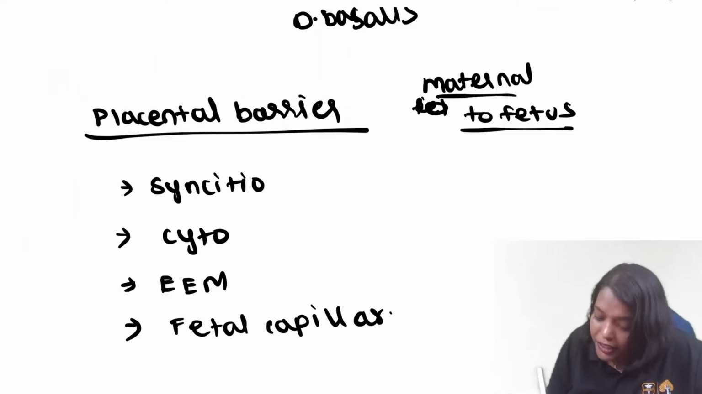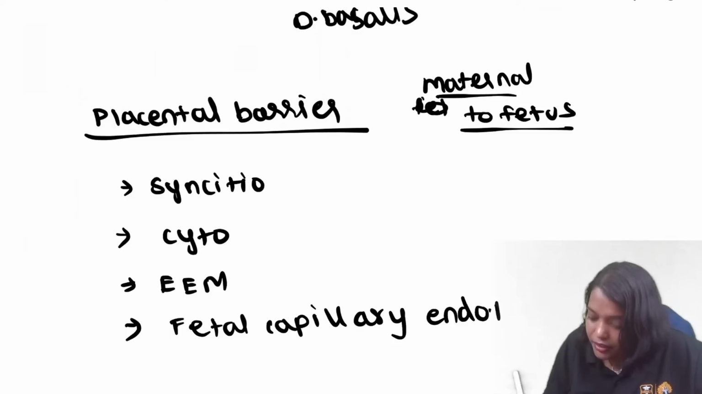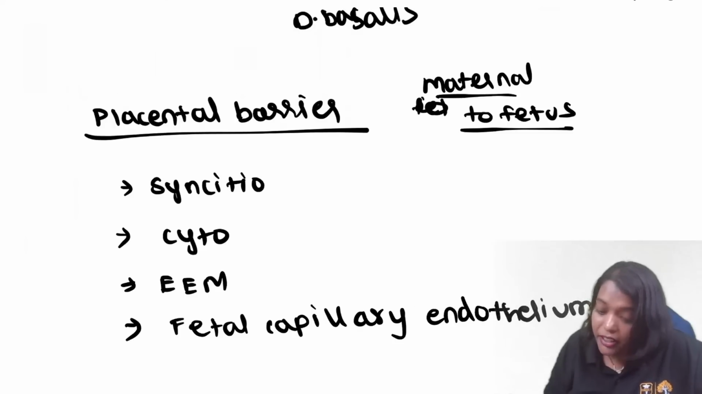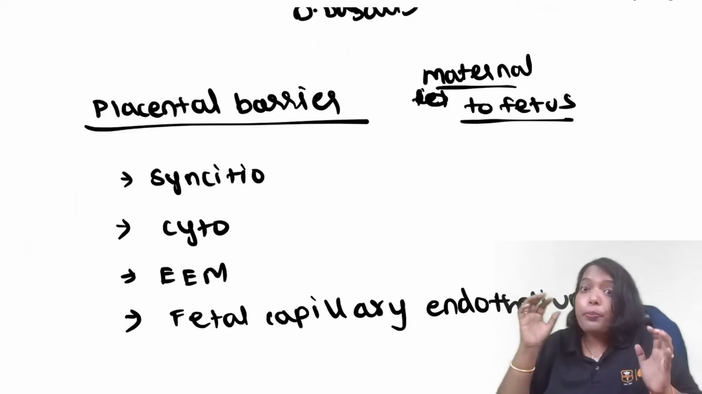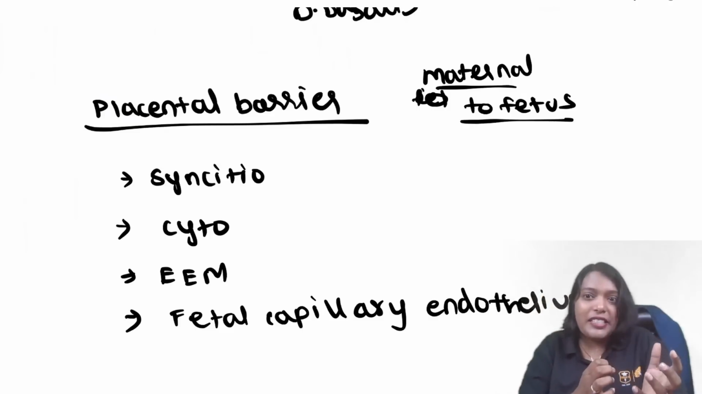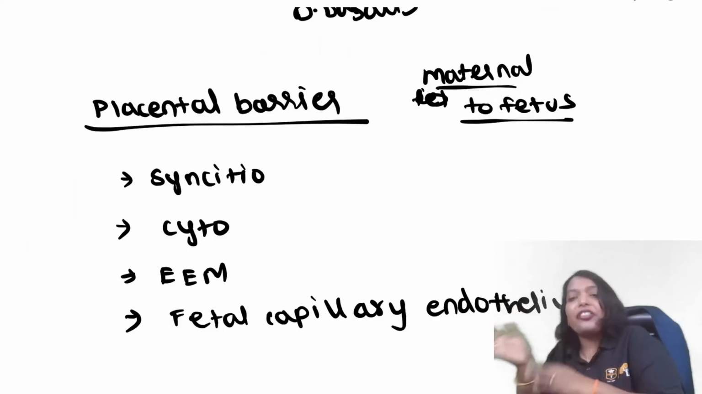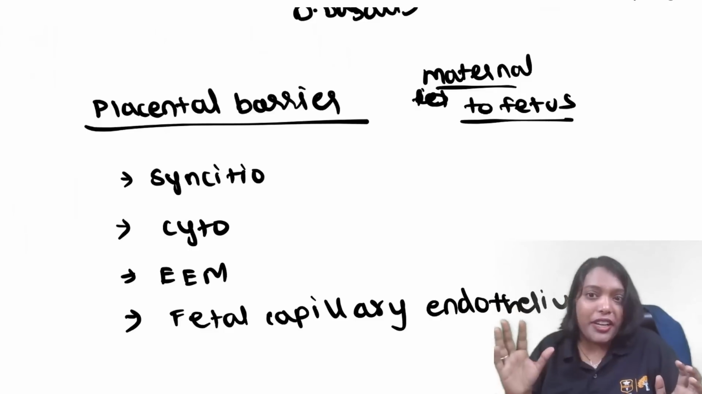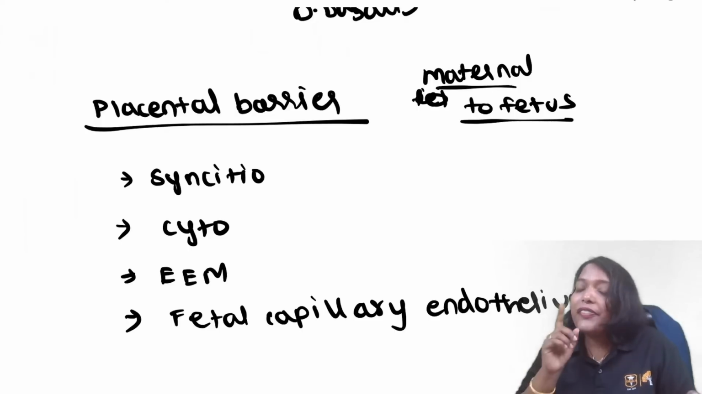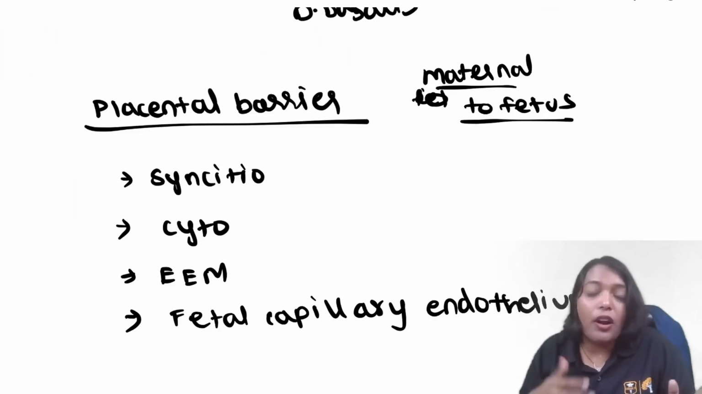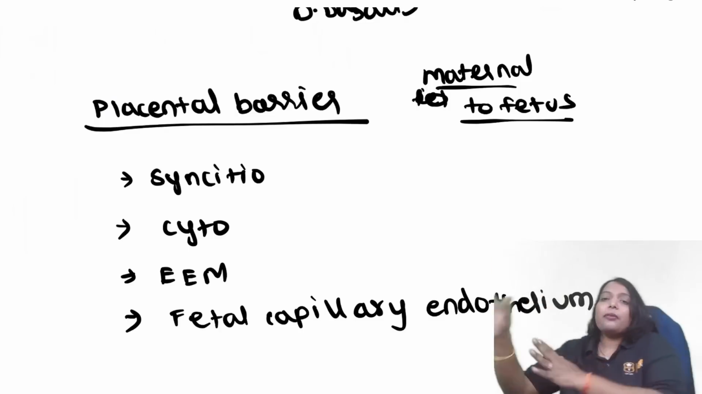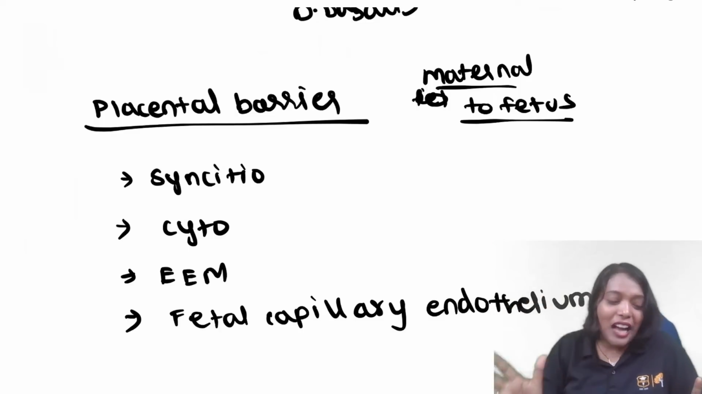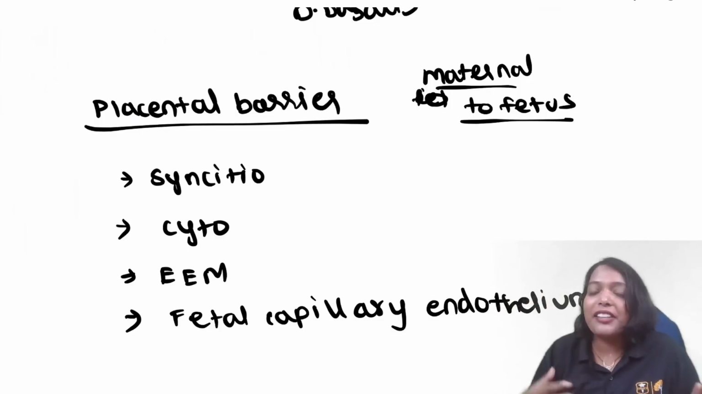So what is the function of this placental barrier? The function is to prevent harmful substances from the mother from going into the fetus, like teratogens and antibodies. Only one antibody can transfer, that is IgG. All the other antibodies are not able to transfer because of this placental barrier. So this is like a raksha kavach between the mother and the baby, right? This is how the placenta develops, and this is how we have the barrier.